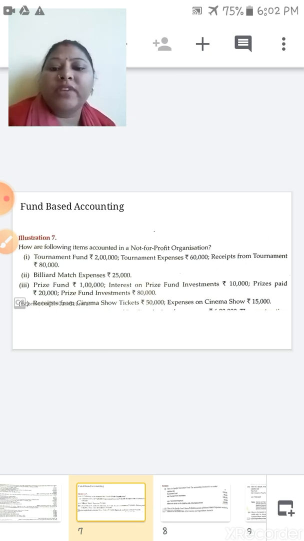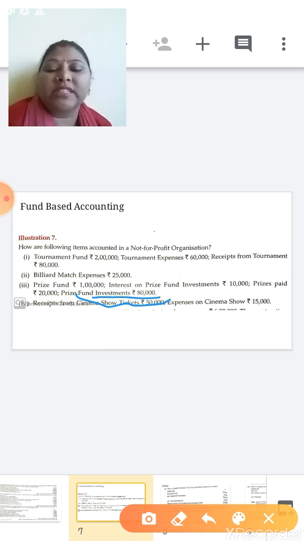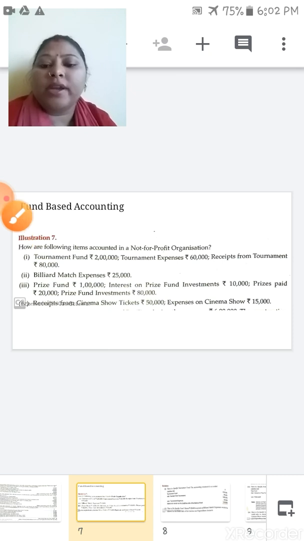And prize fund investment, what about this? This prize fund investment you have to write on the asset side. As you know, investment is an asset, so you write it on the asset side. Okay children, now come to the next point.